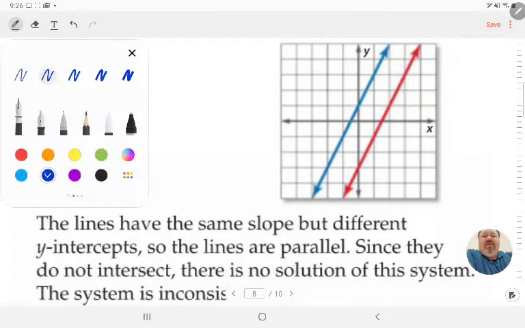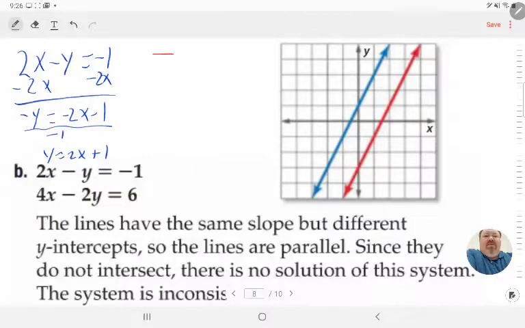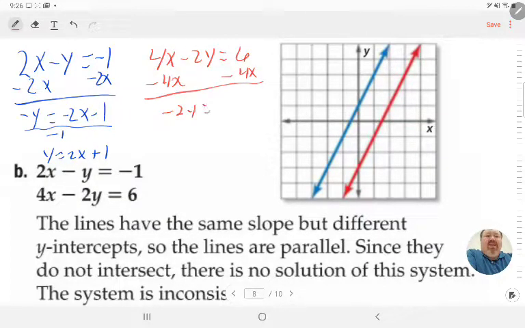Okay? Then for the other one, I would have 4x minus 2y equals 6. Subtract 4x from both sides. I get negative 2y equals negative 4x plus 6. Divide everything by negative 2, and I get y equals 2x minus 3. Okay? Well, then I could graph those. Oops, there's a 2 there. I could graph those.